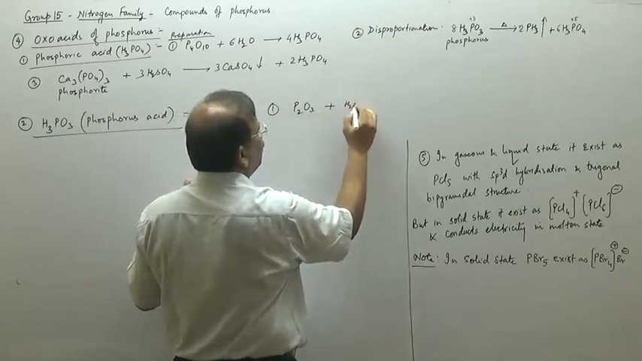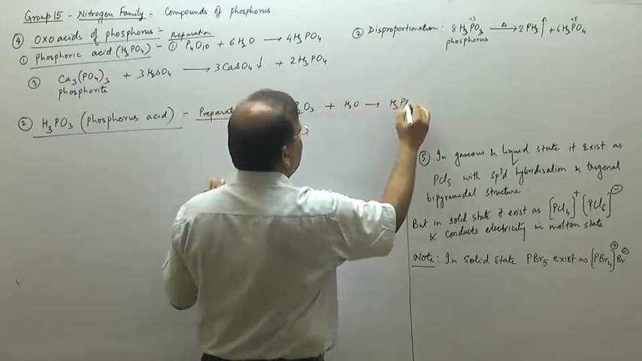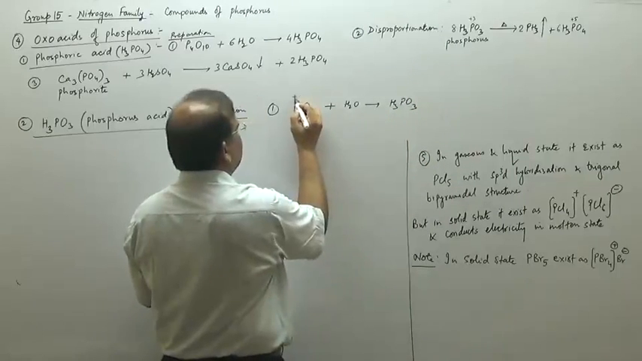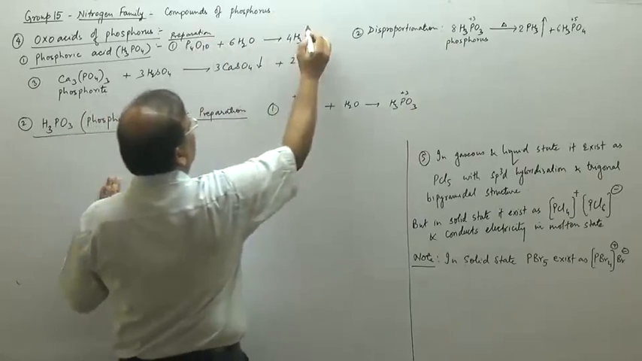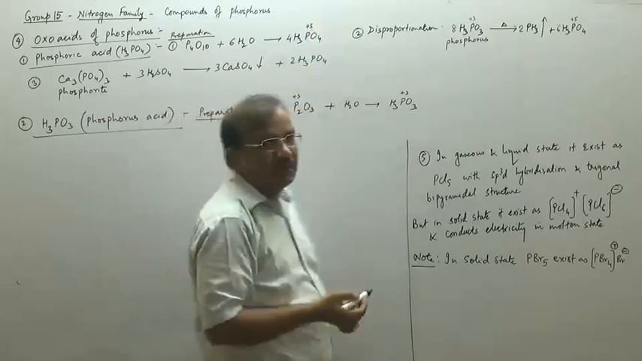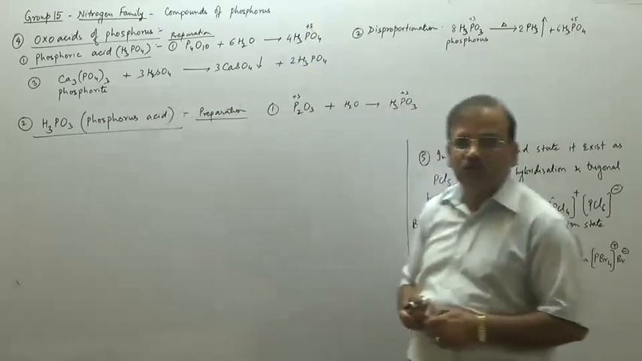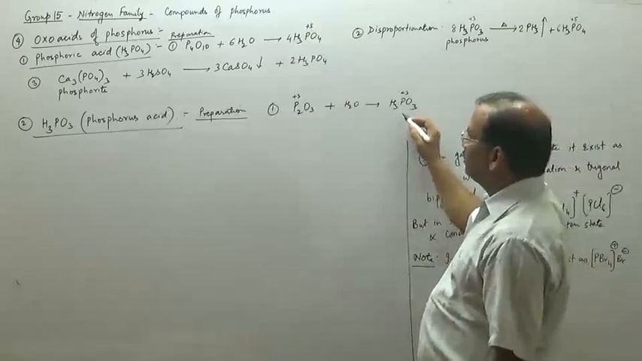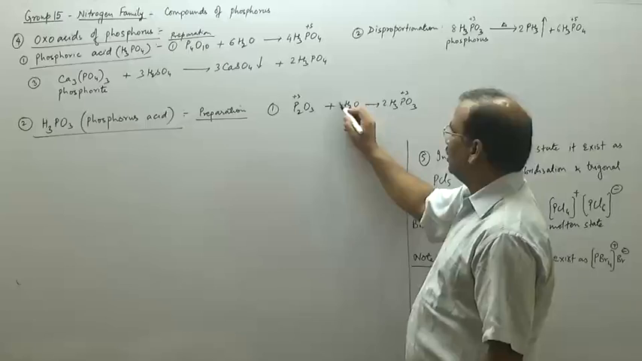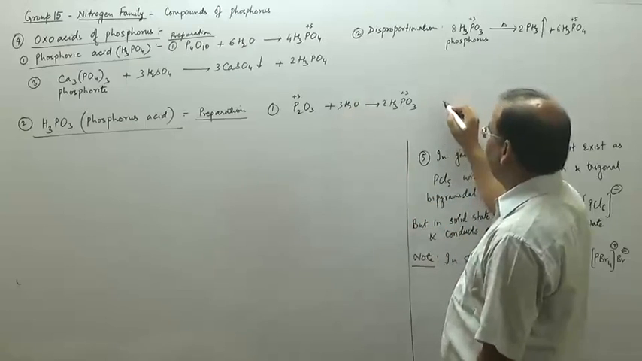When P2O3 reacts with water, it gets converted into H3PO3, because this is +3 oxidation state, so this will also be +3. In P4O10 it is +5, so that is also +5, because in hydrolysis the oxidation state of phosphorus doesn't change. So that is how we get the reaction, and that is the product.